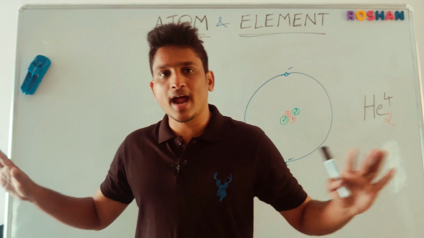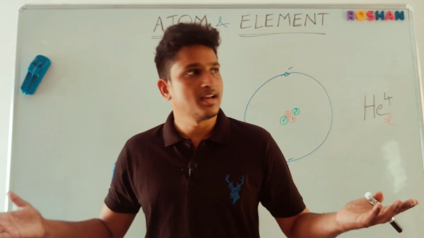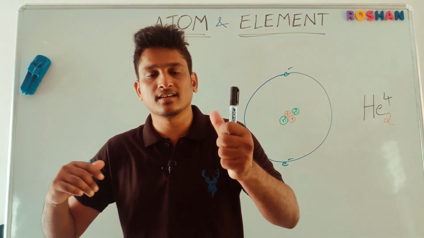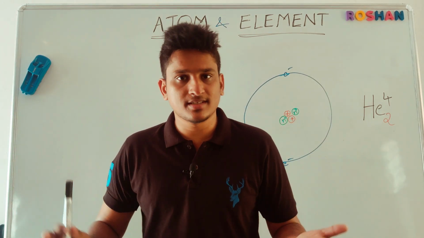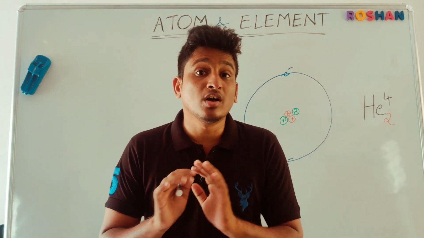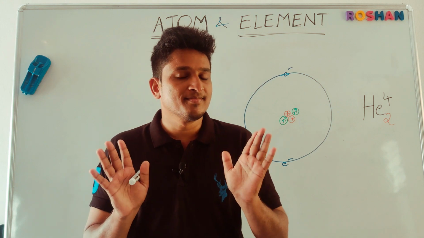If we are all made up of atoms, why do we look different? Like the wall, the tree, the fan, the whiteboard, the marker, everything, they're all not the same, yes or no? Then where is the difference coming from? That means all these atoms are not the same, they are different.